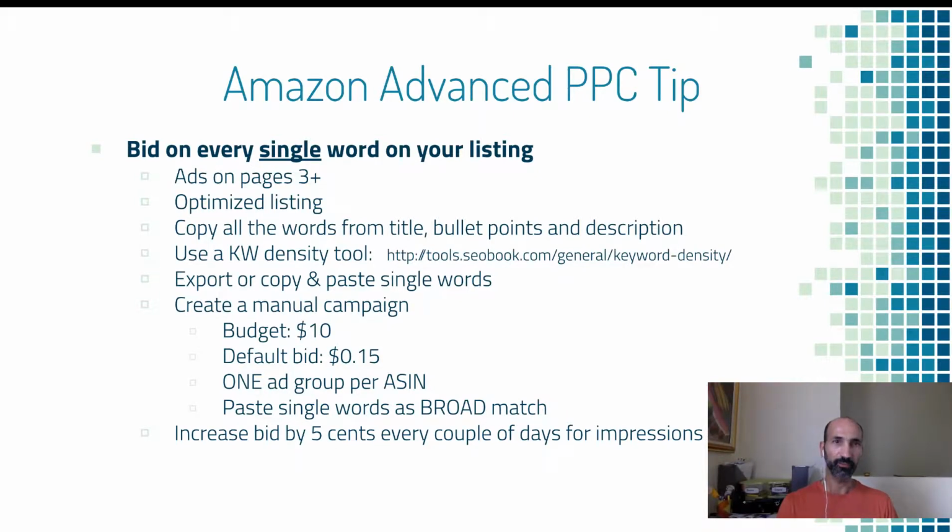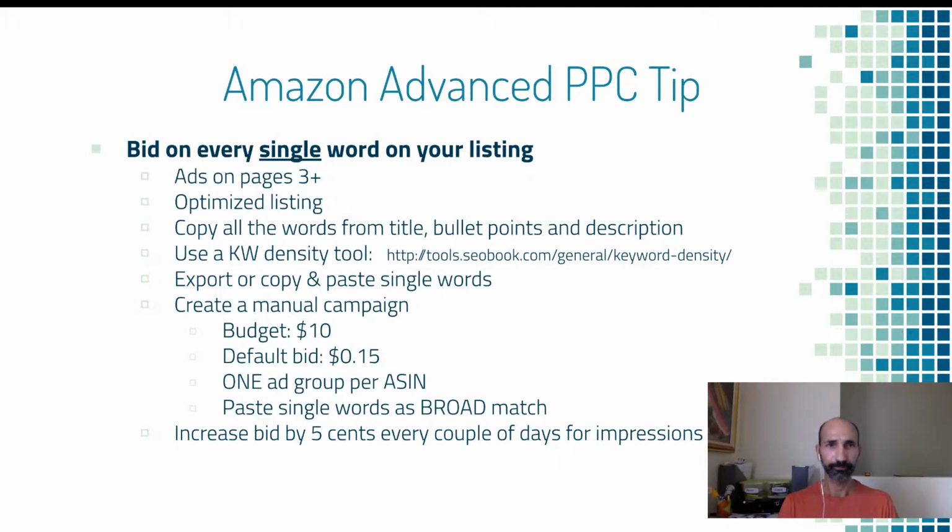So the idea is to use that tool, and then you export only the single keywords, well, single words that is. And then you would create a manual campaign, and then you would basically paste that as broad match in that campaign, but you would create a single ad group per ASIN.